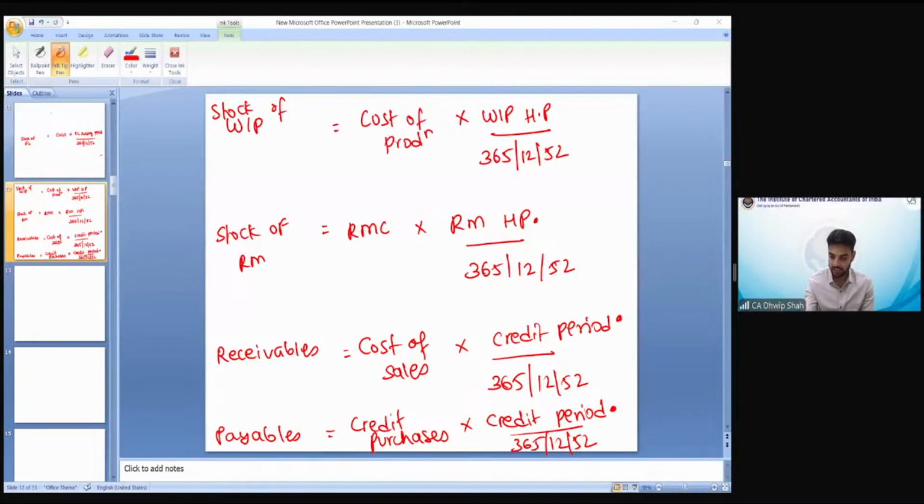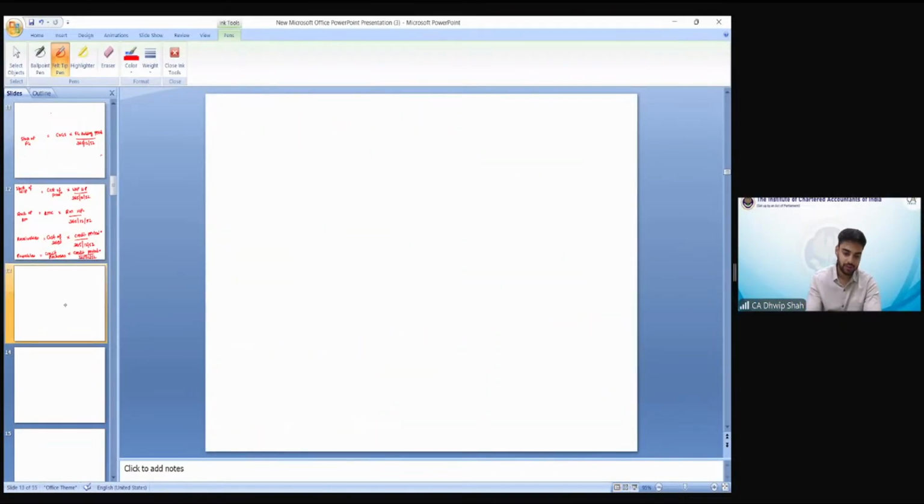Okay, so this is the question. We need to calculate, we need to estimate the working capital needs. So let's try and solve this. First, again, we will prepare a format, we will prepare a table. Estimation of working capital for Norin Limited.